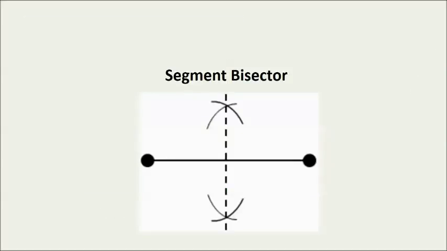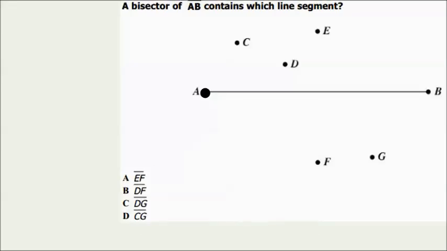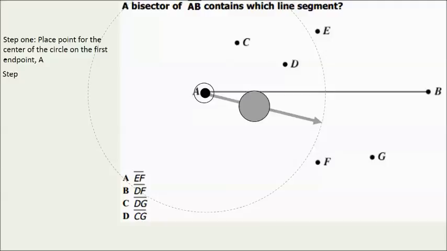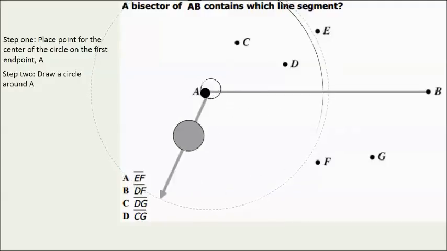Let's create a segment bisector. Right? The bisector of AB contains which line segment? So step 1, place the point for the center of the circle on the first endpoint, A. Okay. And step 2, draw a circle around A. So drawing our circle.